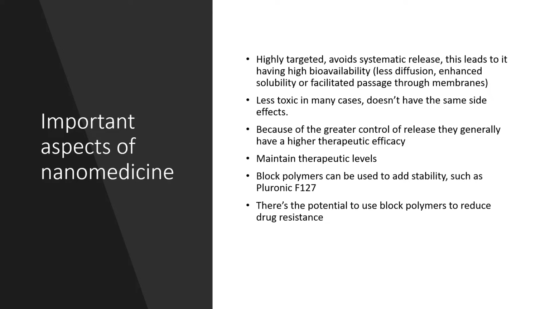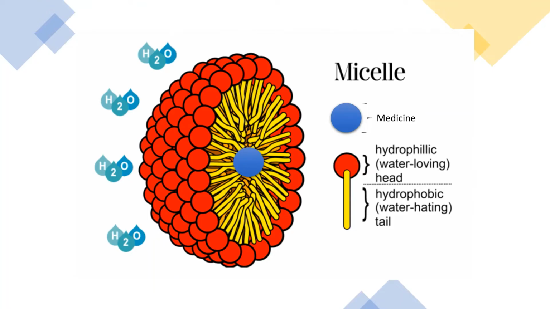We can then use further polymers such as Pluronic F127 to help stabilize it, reducing other side effects. There's the potential to use block polymers to reduce drug resistance. But why can it do all this, you may ask? Well, it comes back to the micelle structure we saw earlier. Its amphipathic nature means that medicine can be put on the inside, and the micelle will keep it isolated from the outside environment, and in this case, stop it from interacting with the body.